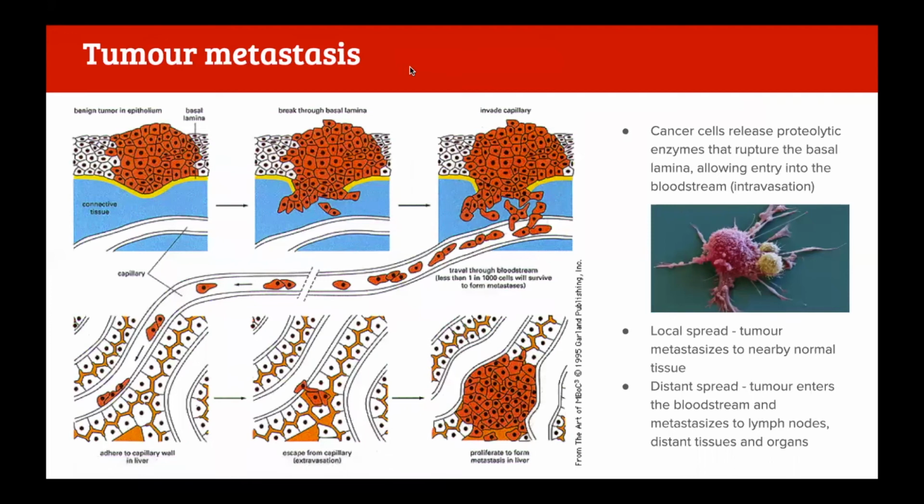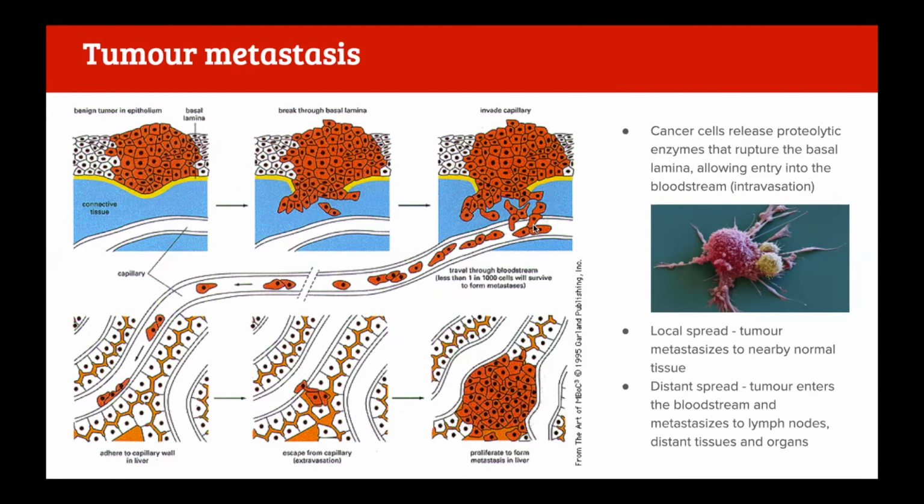Okay, so moving on to tumor metastasis. So usually you'll start with a benign tumor in wherever. So in this example, you have it in your epithelium. It will grow and grow and grow. Eventually, it will break through the basal lamina. Also, it will grow due to angiogenesis. So there's a blood supply feeding it, nurturing it, nourishing it. It'll grow so big that it eventually breaks through the basal lamina.